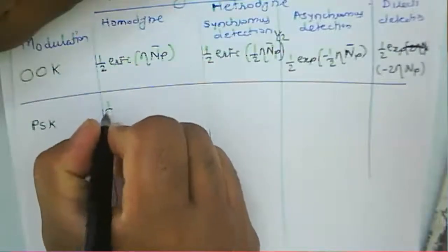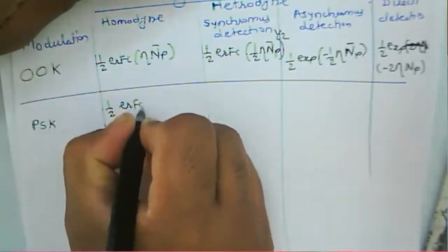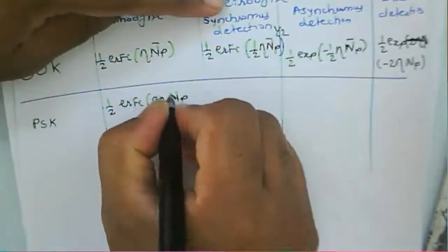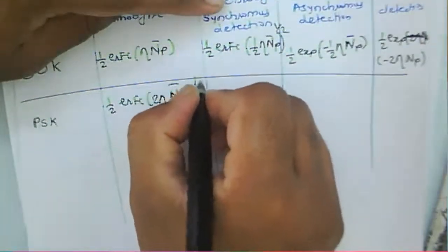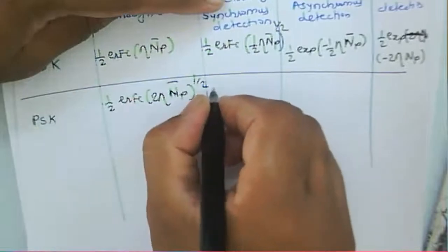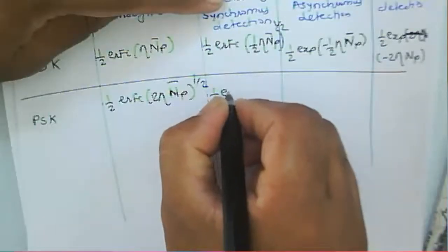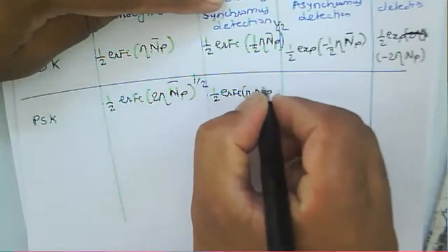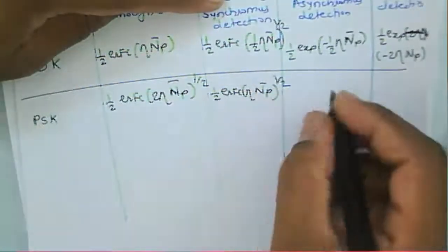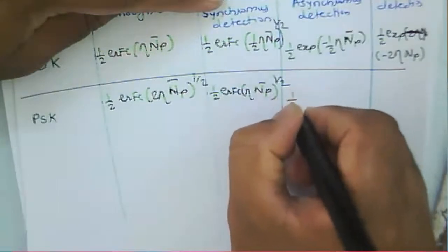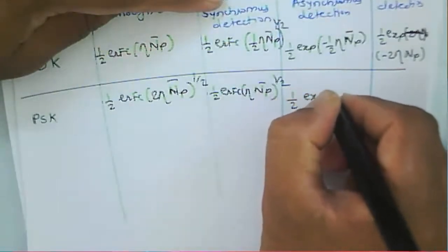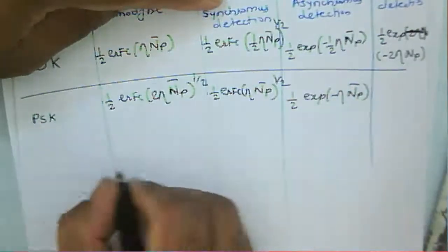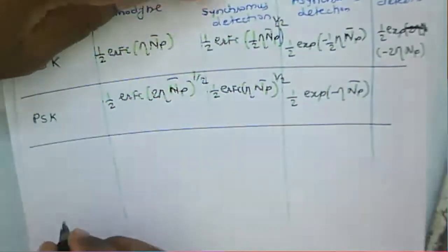So that's why 1 by 2 erfc of twice eta average NP average raised to 1 by 2. Then here 1 by 2 erfc of average NP raised to 1 by 2, and here 1 by 2 exponential of minus eta NP. Okay, that is about PSK.